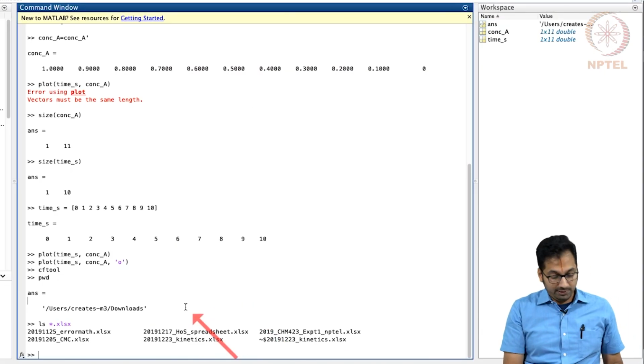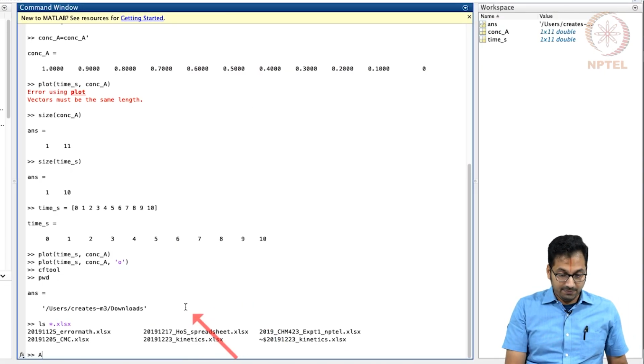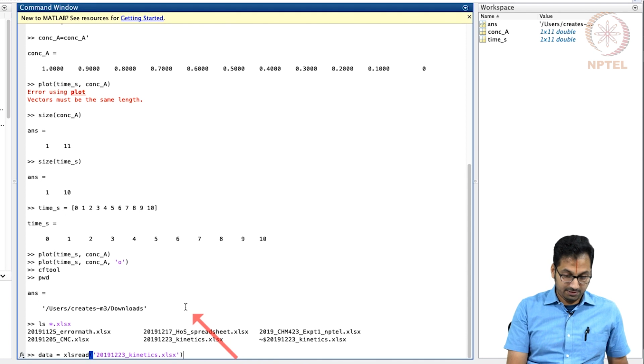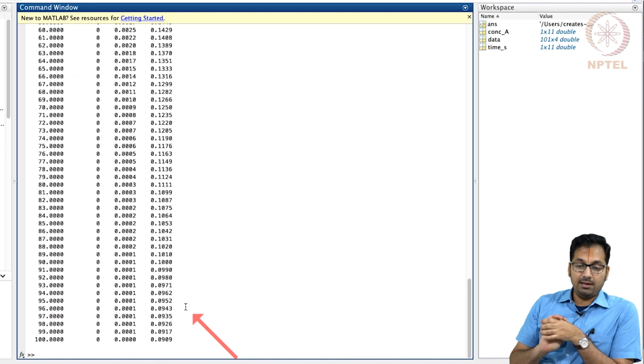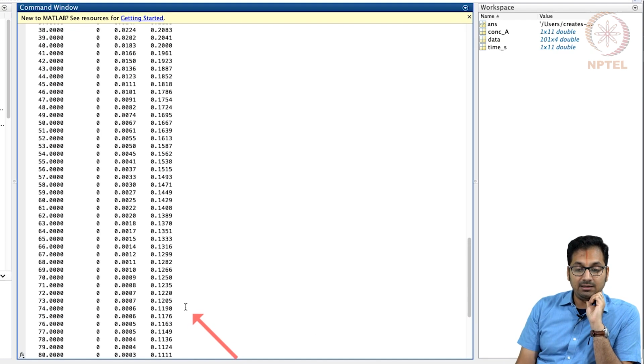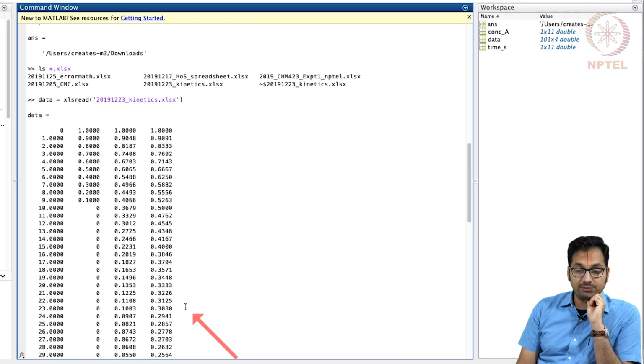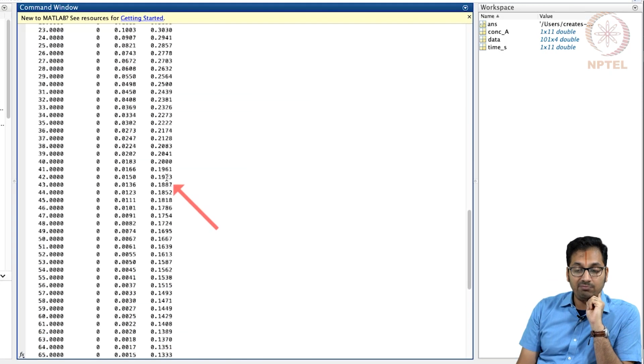So now what we can do is say data is equal to XLSRead, and then you say 2019, the file name, kinetics, and then you hit enter. Then what you are able to realize is that MATLAB is already able to smartly read the different columns as well, with the precision that you have set the data into.